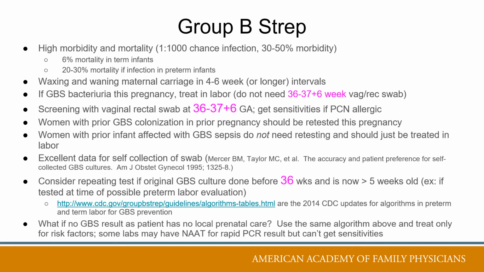Now, if the initial test is done before 36 weeks and the patient is now, say, over 41 weeks gestation, you can go ahead and retest that patient for GBS. Now, what if no GBS result is present because the patient had no local prenatal care? You want to basically use the algorithms described prior and treat if there are risk factors alone.